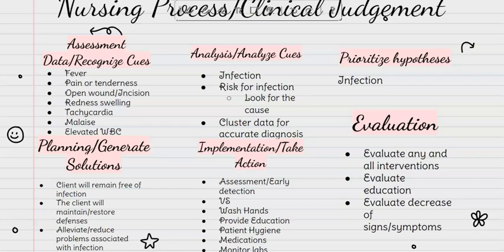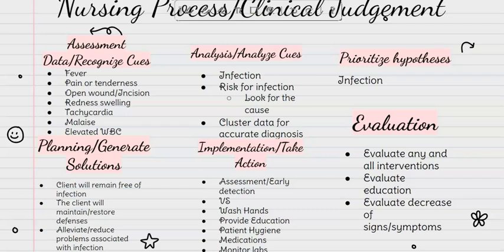And then your planning, generate a solution. Client will remain free of infection. The client will maintain or restore its defenses. The client will alleviate or reduce problems associated with an infection. And just remember your planning, this is because it's a general and it's not a patient that we're taking care of. My planning or outcomes are not set up as SMART goals, but anytime you're planning care, you need to use the SMART goal format.